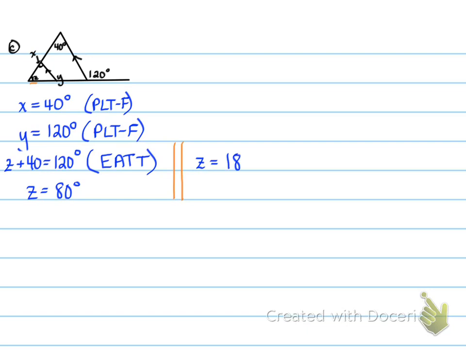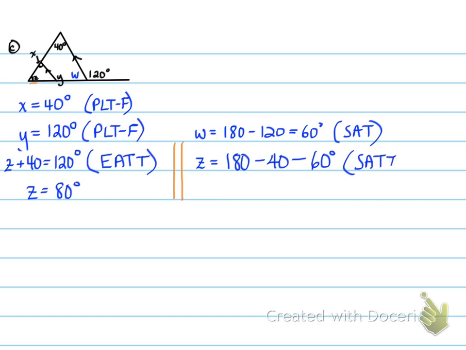Another way you can prove that Z is equal to 80 degrees is by taking Z is equal to 180 minus 40, and we need to determine the value of W, which is 180 minus 120, because it's 60 degrees, SAT and SATT. Now I mentioned earlier in a previous lesson how EATT is not the only way to get there. You can use SAT and SATT to find the value of Z. Either way, we're using some justification in order to prove why we get a certain value.